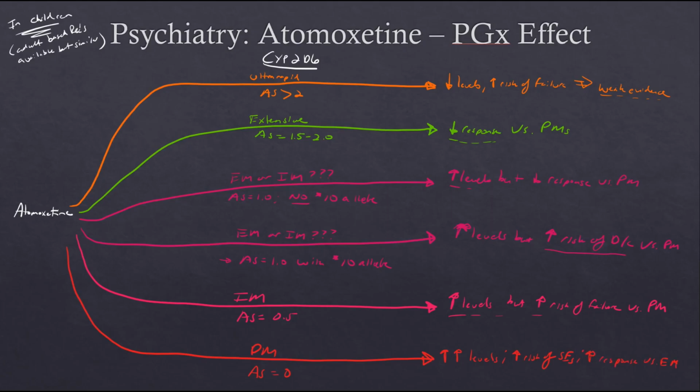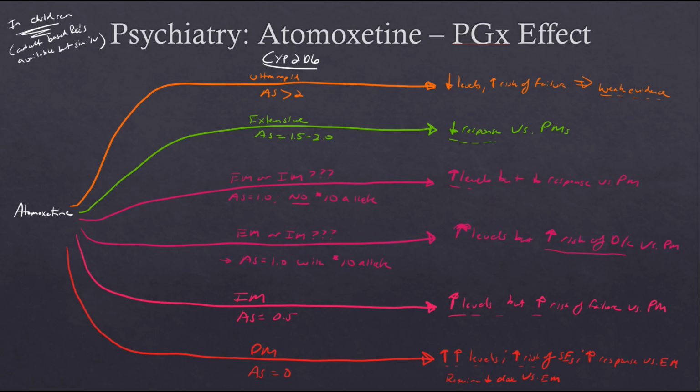So for a poor metabolizer with atomoxetine through CYP2D6, you have the activity score of 0, right, because you have no activity of CYP2D6. As we would expect, you have much higher levels of atomoxetine, which in itself leads to an increased risk of side effects, again, something we would expect. However, we have an increased response rate versus extensive metabolizers, which we've been seeing so far in the summary of pharmacogenetic effects here.